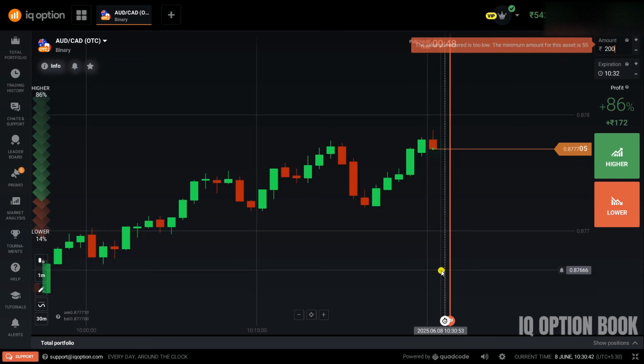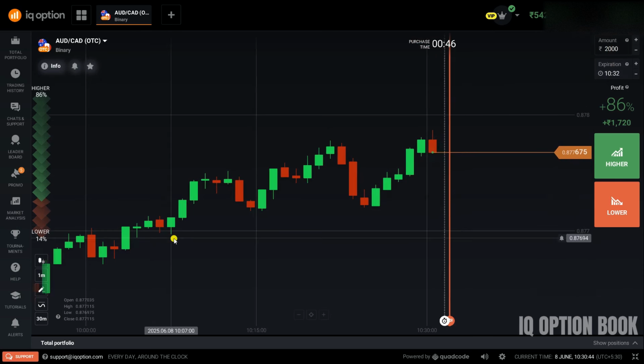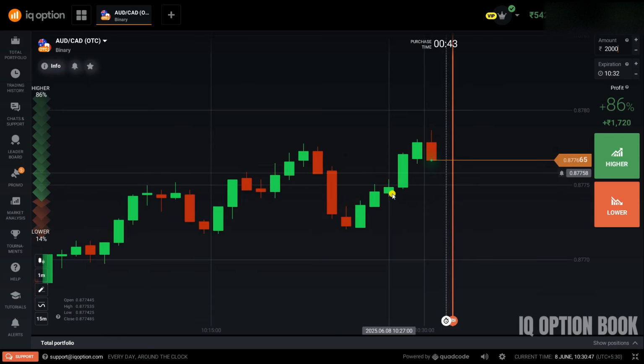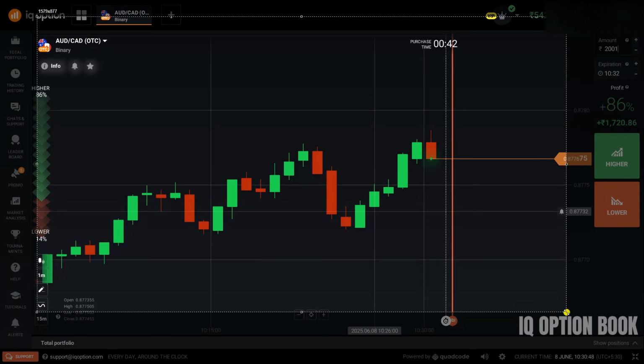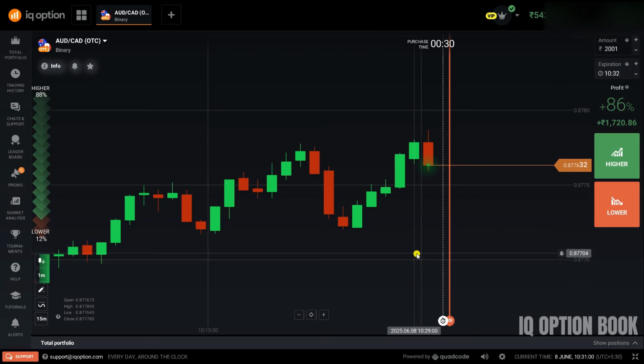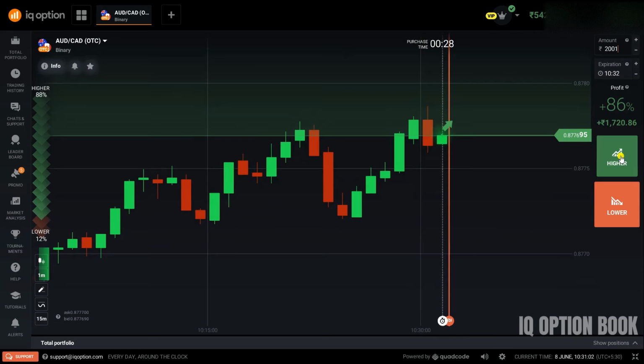Now for the investment, I'm investing 2000 Indian rupees here. As we predicted, this is a seller's candle. At the top of this bearish engulfing pattern we can expect sellers like this. Okay, now I will go for the buyers here.